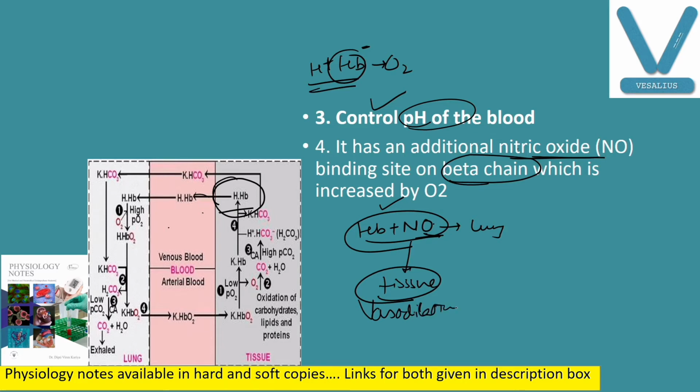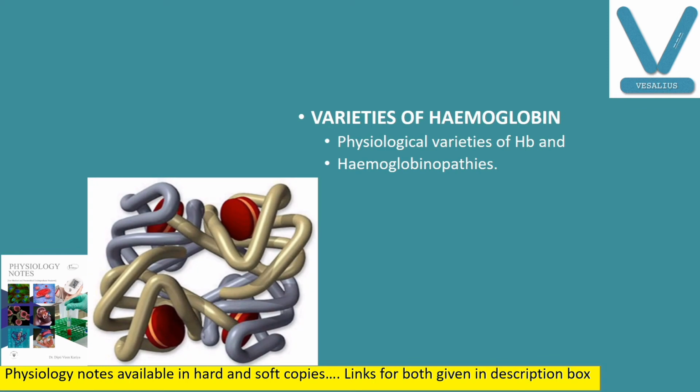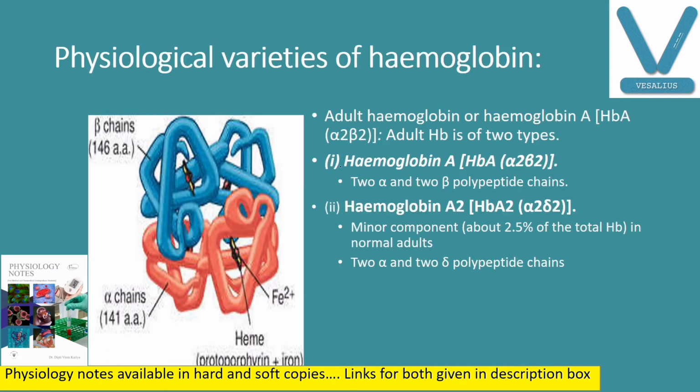Now we discuss varieties of hemoglobin. There are two types of varieties. One is physiological and second is pathological or hemoglobinopathy. Physiological varieties are, one is adult hemoglobin, known as hemoglobin A. This adult hemoglobin is again of two types, HbA and HbA2. HbA is the hemoglobin which is present in adults. Most of the hemoglobin is HbA and it has 2 alpha chains and 2 beta chains.